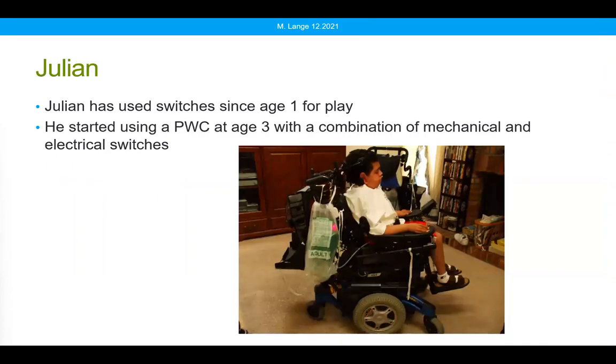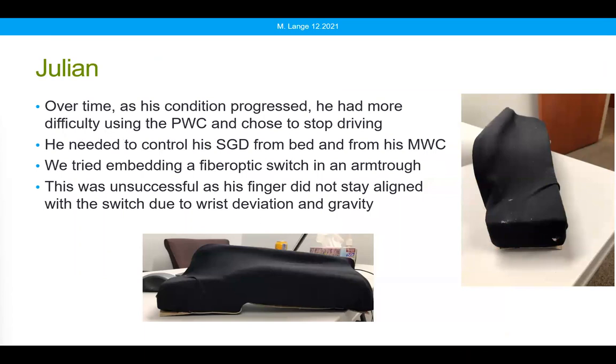He's used switches since he was about 1 year old for playing. And he started using a power chair at about age 3 with a combination of mechanical and electrical switches. But over time, this became more and more difficult. And again, he spends a lot of time in bed. It was hard to keep his fingers aligned with a fiber optic switch. He was already using one by a thumb or finger over the years. We tried making a custom arm trough for him, but we were still having difficulty with alignment as he had changes to his wrist, causing some deviation there.